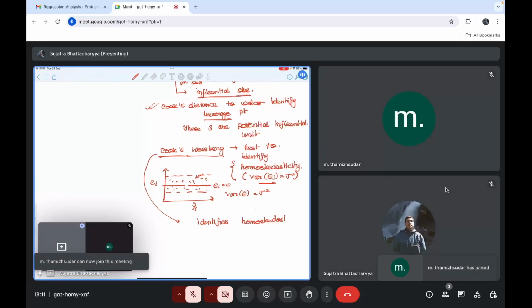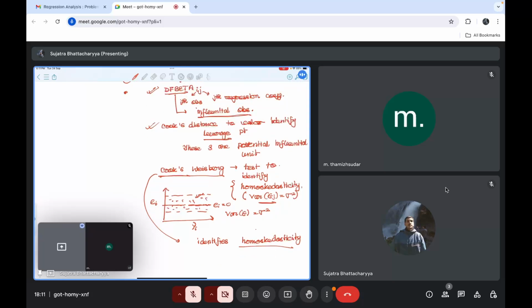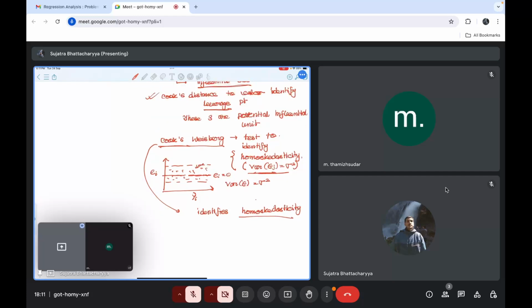Right. So in the first question we have seen that the three options, leverage point, DF beta, or Cook's distance, are used to identify the observation which is a leverage observation or an influential observation. Leverage is potential influential, right? So these three options are influential units. However, the Cook-Weisberg test is a test to identify homoscedasticity, which is to identify whether variance of epsilon is equal to sigma square or not. Okay, so it is not going to tell us. It is not a unit.